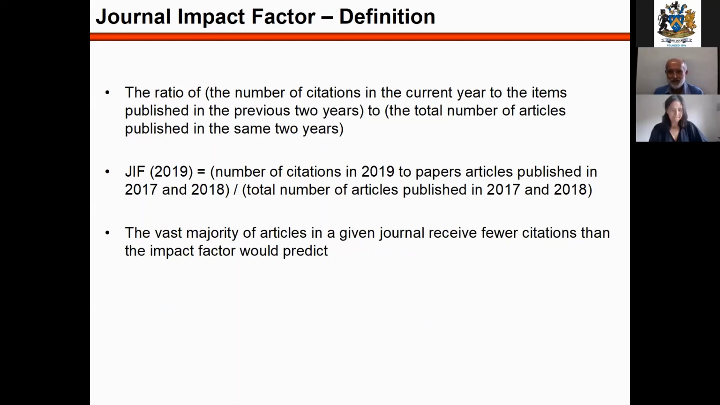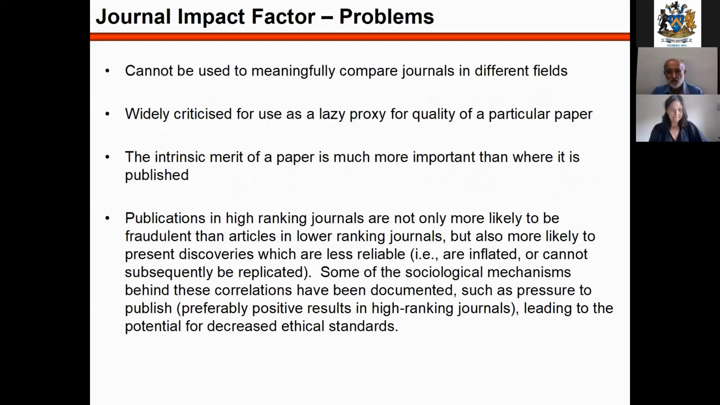Well, let's expand on that with an example. So the journal impact factor for a particular journal in 2019 would be the number of citations in 2019 to papers, articles that are published in 2017 and 2018, divided by the total number of articles published in 2017 and 2018. It has to be noted that the vast majority of articles in a given journal receive fewer citations than the impact factor would predict. On the other hand, there are some papers in a journal that may receive hundreds more citations than the impact factor might lead you to assume.